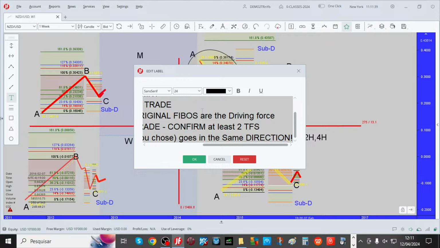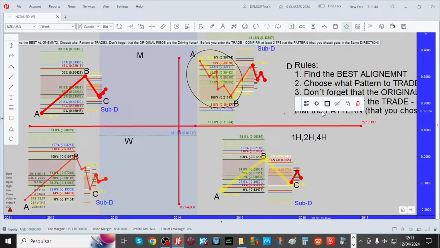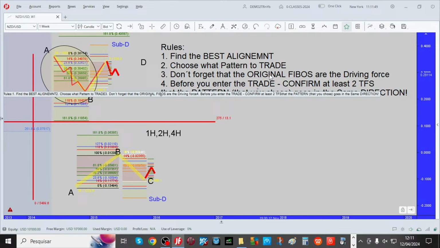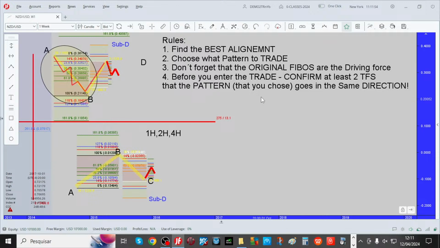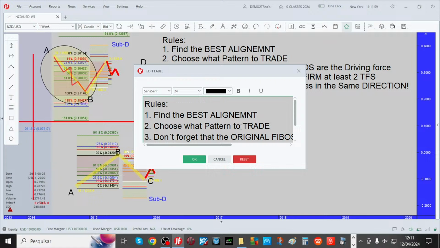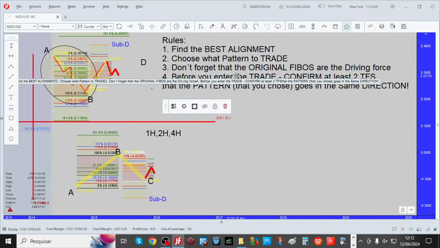All right, everybody? Those are the rules. Try to find the best alignment. Type in here, edit label, alignment. Choose what pattern to trade. Don't forget that the original Fibonacci's are the driving force. Before you enter a trade, confirm at least 2 Fibonacci, 2 time frames, that the pattern that you choose goes in the same direction. Alright?